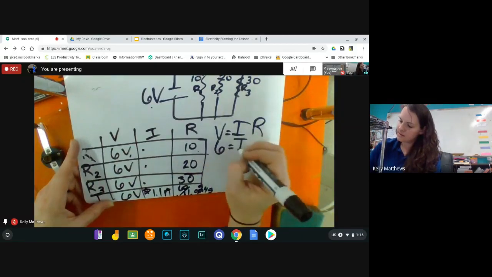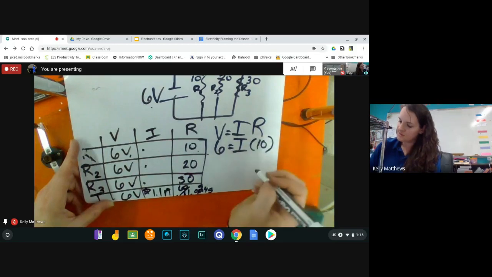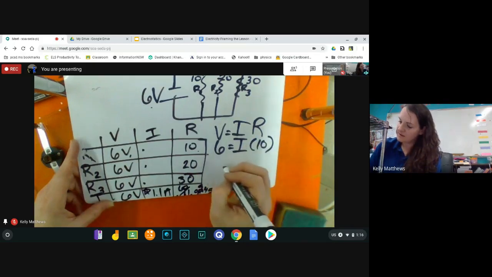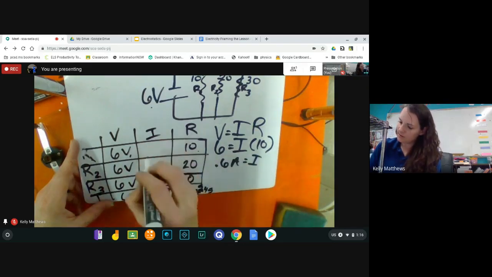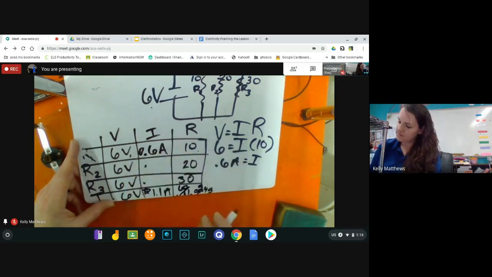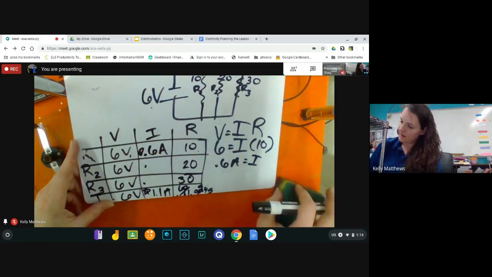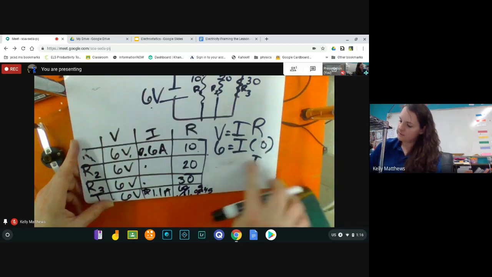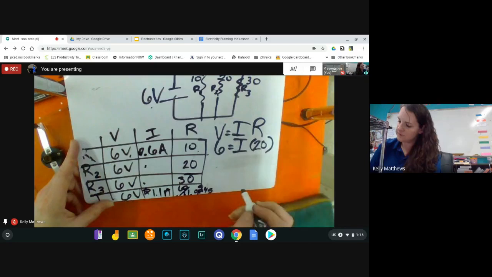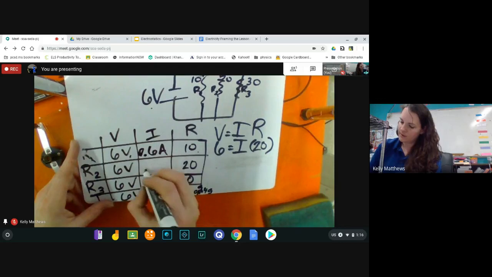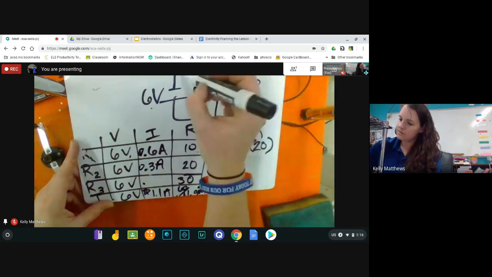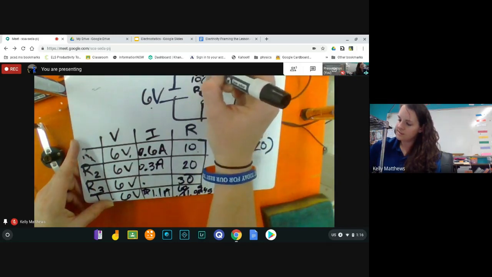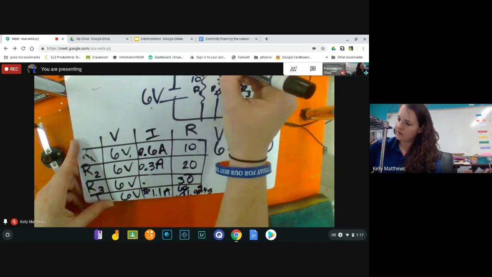And so 6 equals current times its resistance. And so we'll say 6 divided by 10. And so we'll get 0.6 amps is the current here for resistor 1. Our voltage is the same, and this time we're dealing with the second resistor. It has a resistance of 20. And so we're going to say 6 divided by 20, and we're going to get 0.3 for the current going through. So the current going through here is 0.6 amps. And the current flow going through here is 0.3 amps.